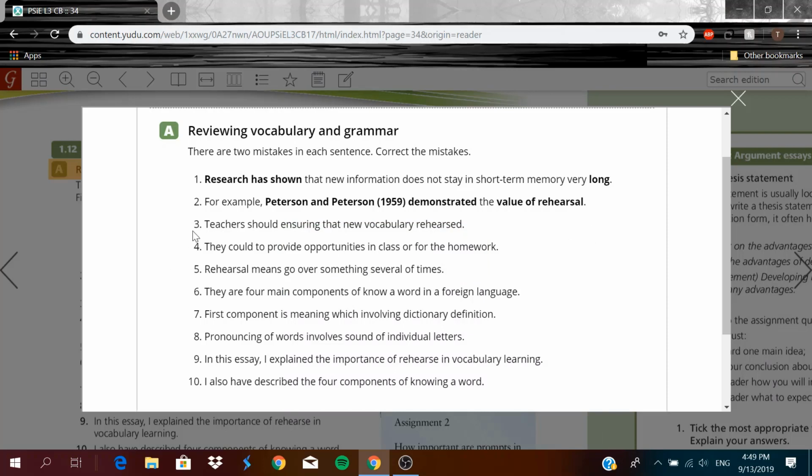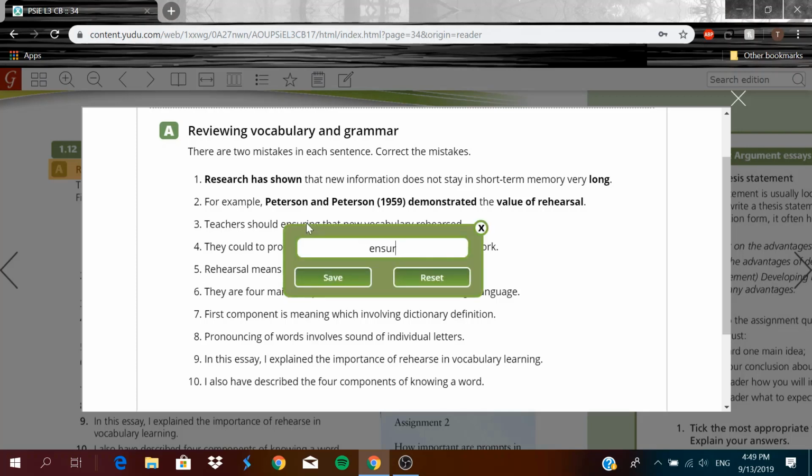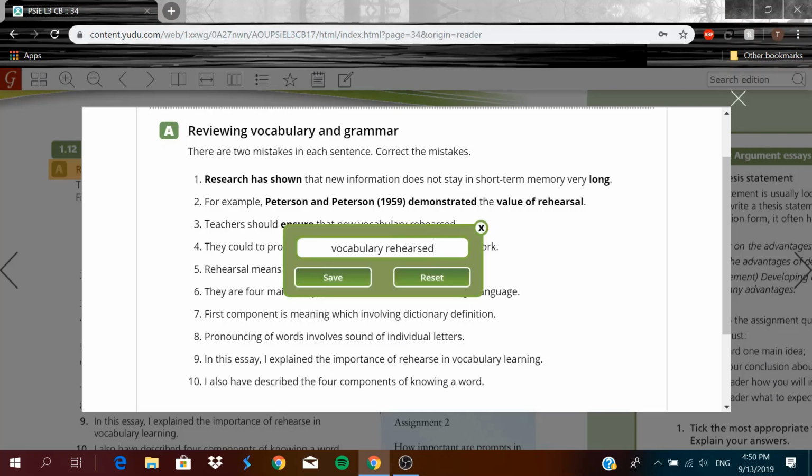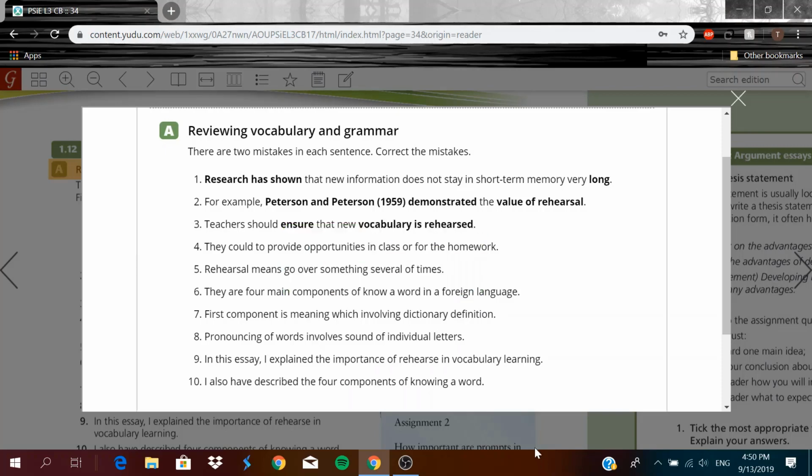On to number 3, we have teachers should ensuring that new vocabulary rehearsed. And this one's simple. So teachers should ensure and not ensuring. Okay? So ensure that new vocabulary is, so we're missing an is here, so is rehearsed. Okay, so teachers should ensure that new vocabulary is rehearsed.